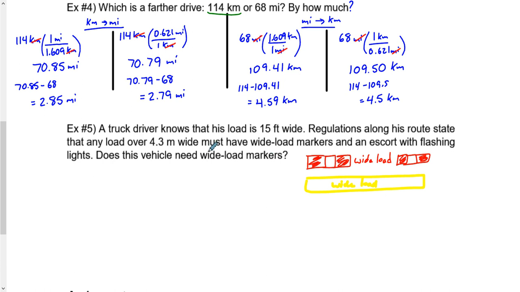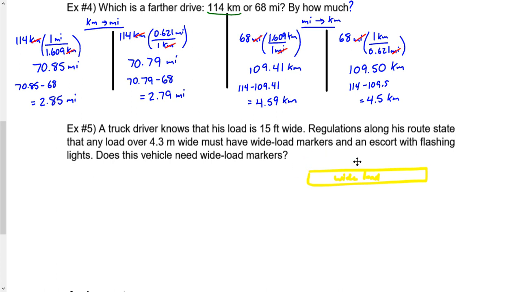So we have to determine, okay, if he knows that his load is 15 feet wide, and if he has anything that's over 4.3 meters, he has to have a marker. Sorry, I guess this red one isn't actually a thing. It is just the yellow. There's usually some yellow and black. But anyways, we have to determine if 15 feet is wider than 4.3 meters. So we have to convert it.